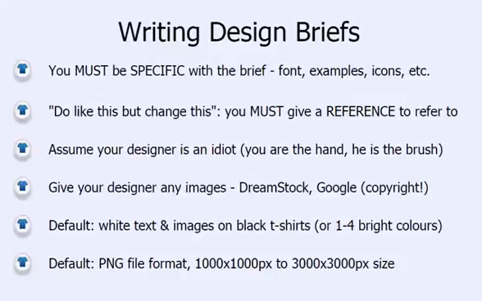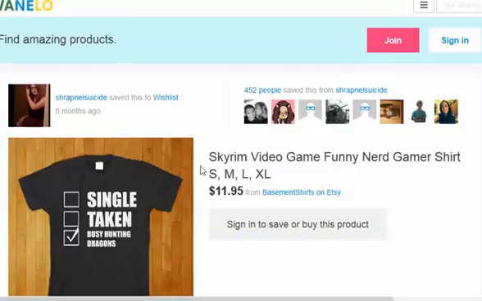As I've mentioned, our default position is we want to have white text and icons on a black t-shirt, or possibly 1 to 4 bright colours, 4 colours at most. And again, from a technical point of view, it needs to be 1000 by 1000 pixels, up to 3000 by 3000 pixel size in transparent PNG. And this is just a line that we put in our brief. Anyone that designs t-shirts will know this anyway, but it's just always worth including that.